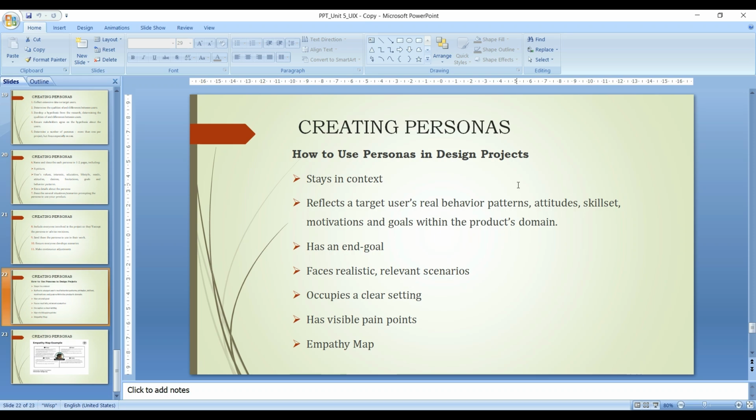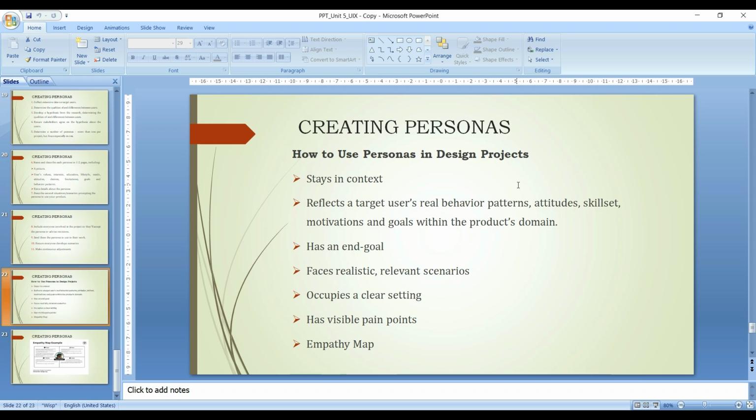And it faces realistic and relevant scenarios. Everything should be relevant. We should not say a story like I was born in the USA, I was there, I can go to this place, I can speak this language. Like that, you cannot give any fake information. Everything should be relevant, so our content should be relevant to the document. It occupies a clear setting, so it should have a clear setting.